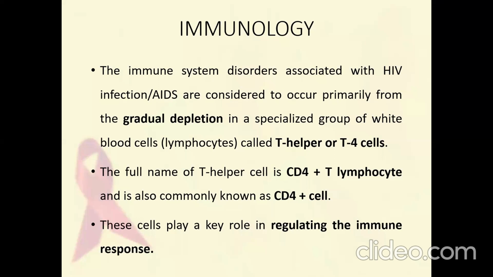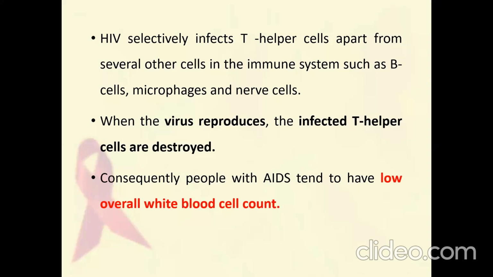Immunology: it mainly affects T4 helper cells. These T4 helper cells are also called CD4 plus lymphocytes and commonly known as CD4 plus cells. These cells play a key role in regulating the immune response. So it mainly infects T helper cells. When the virus reproduces, the infected T helper cells are destroyed.